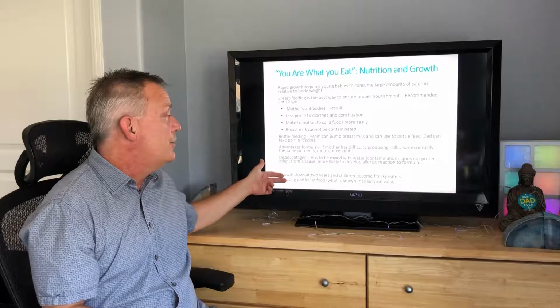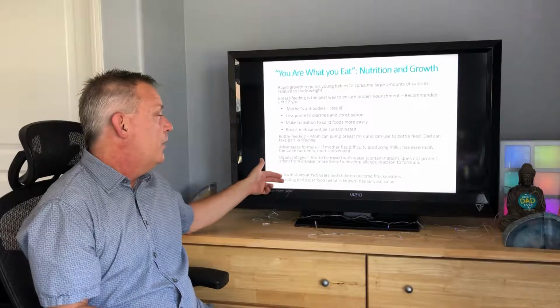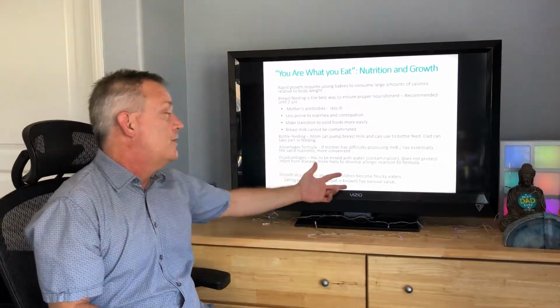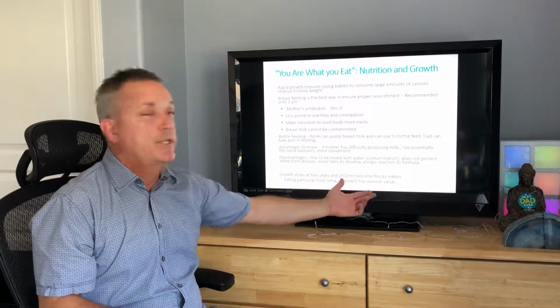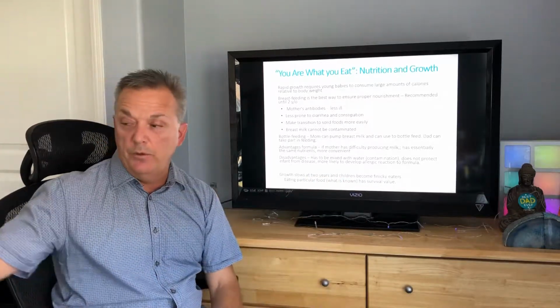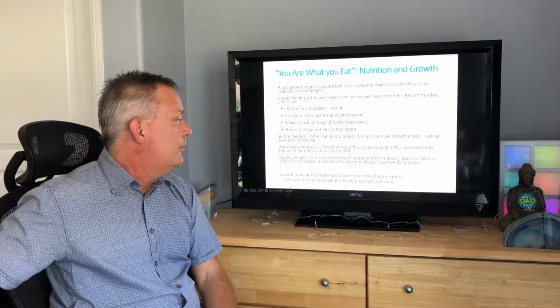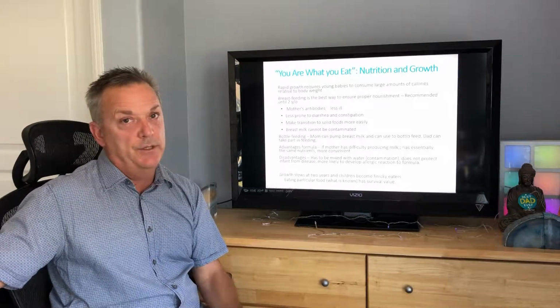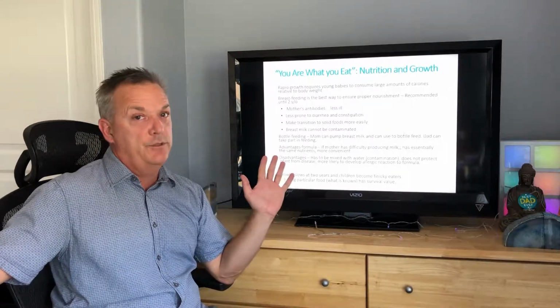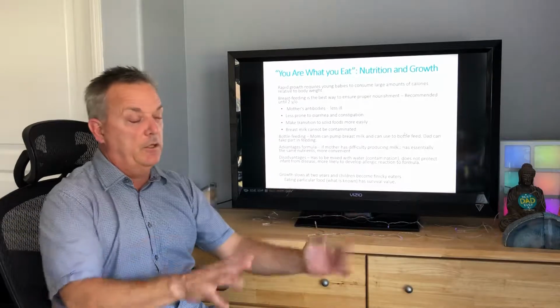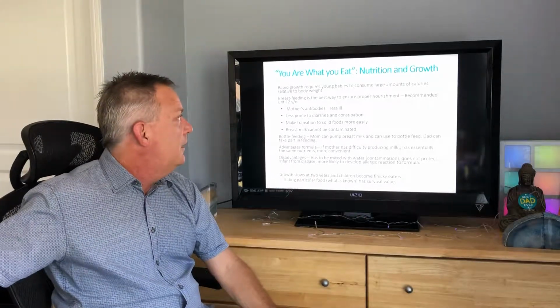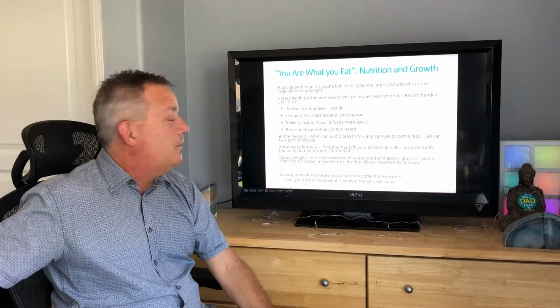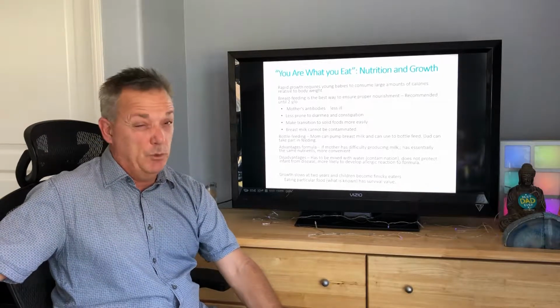Growth slows at 2 years, and children become finicky eaters, wanting to eat particular foods, what's known to them. That of course has survival value for those little toddlers that are cruising around trying out new things, and we don't want them to try out new things like mushrooms or whatever on the grass. Like one kid that I knew tried that out and had to get his stomach pumped twice.